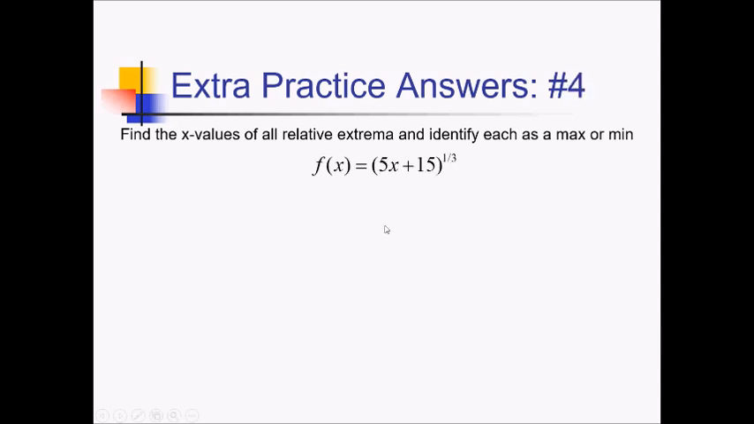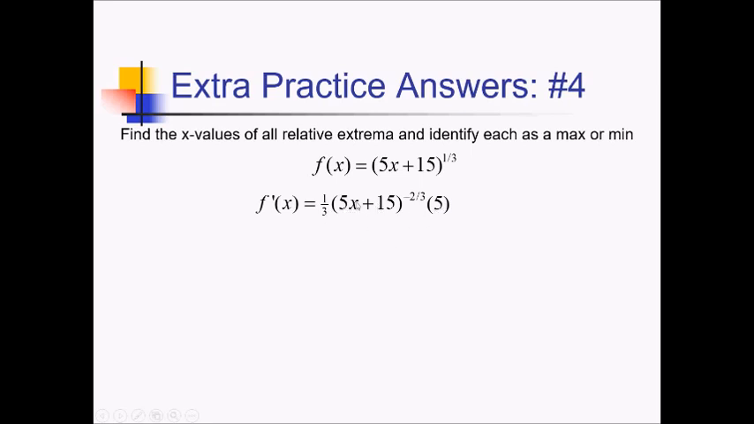On this one, I'm trying to find relative extrema for this function. So that means I need to figure out where f prime is changing sign one direction or another. What is f prime for this? Well, if I take this derivative, I'm going to use the chain rule. I've got something to the 1/3 power. That derivative is going to be 1/3 times the something, which is 5x plus 15, to the negative 2/3. But I also have to multiply by the derivative of the something, which is going to be a 5. So that's times 5.